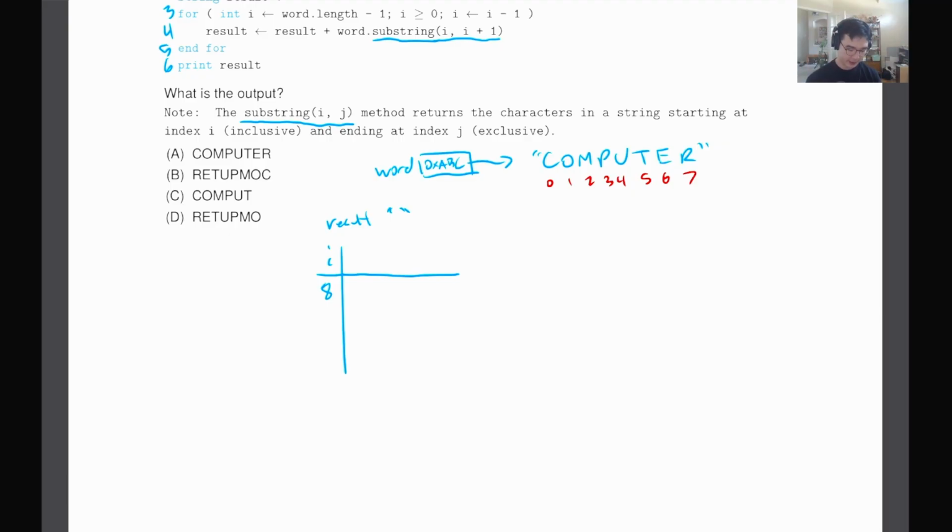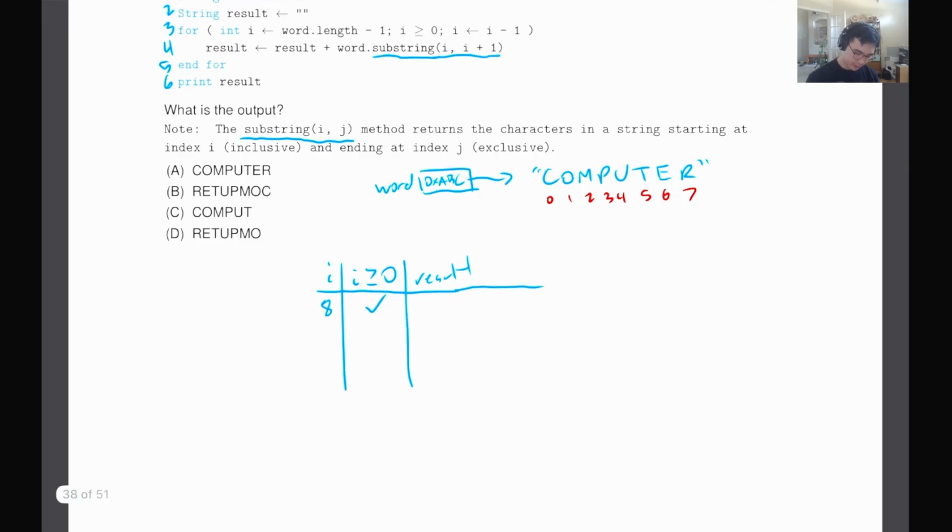Okay, and then we go to the next part. We check the condition. Is i greater or equal to 0? That is true. And because that is true, we go to line 4 and we do result is result plus word.substring(i, i plus 1). So I'm just going to do result here. So result was this blank string. And we're going to go ahead and add word.substring(i, i plus 1).